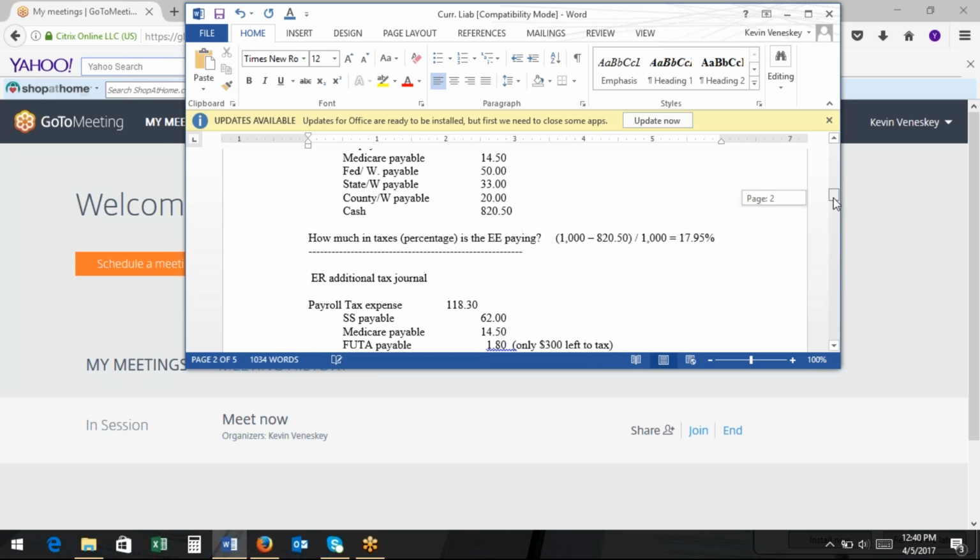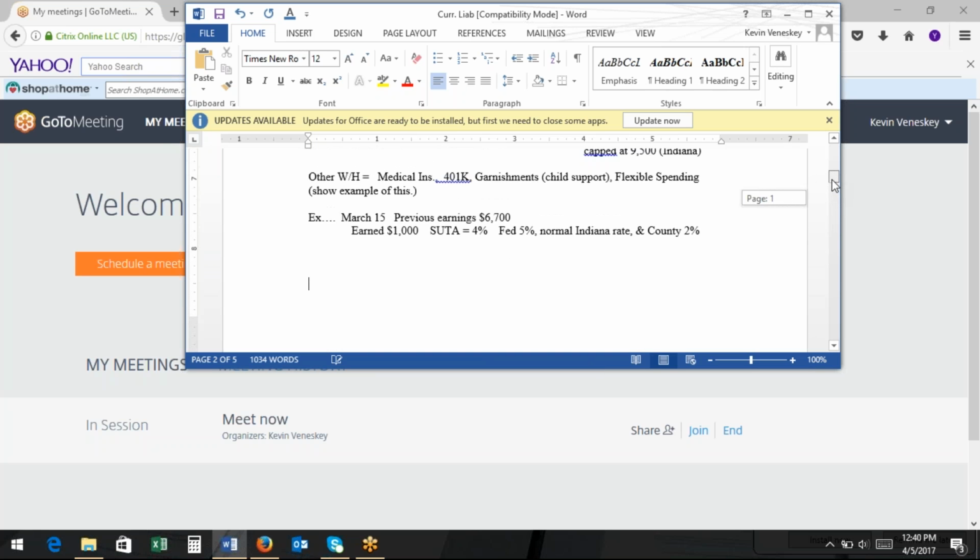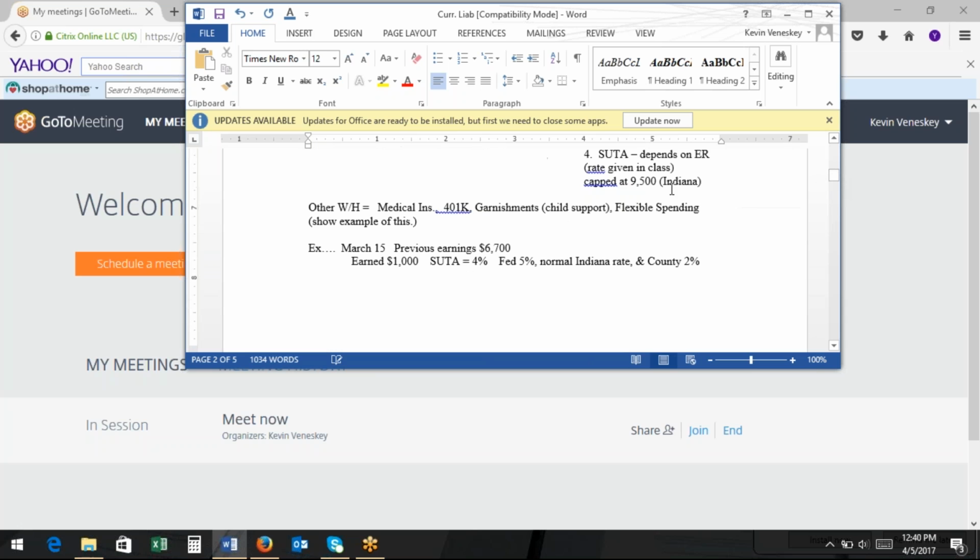Now, I could do the same thing for the SUTA. The SUTA is capped at $9,500. And I'm starting to get close. I'm not there yet. But if I subtract the 9,500 cap minus where I'm at right now, that leaves me with $2,800 that still is taxable. I didn't make $2,800, so I don't want to tax $2,800 by any means. I only want to tax up to what I made.